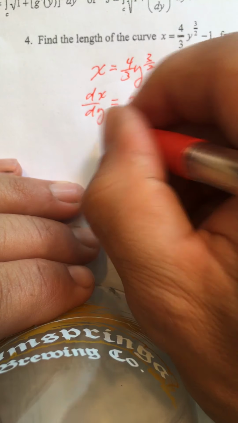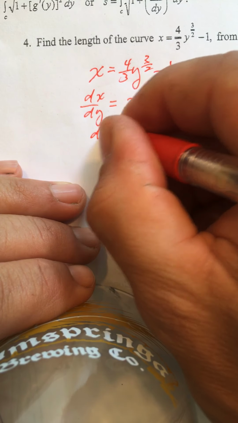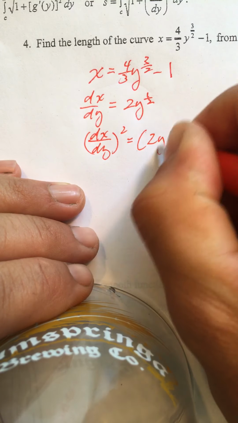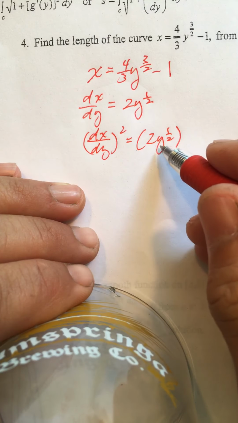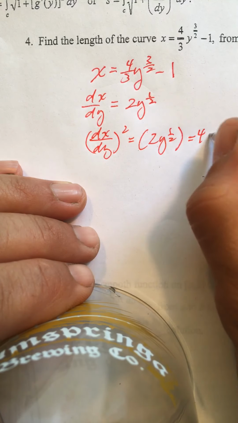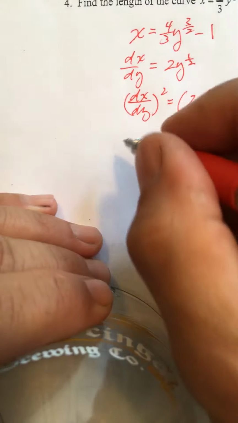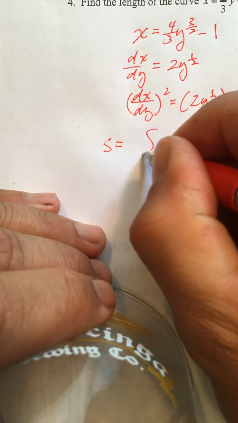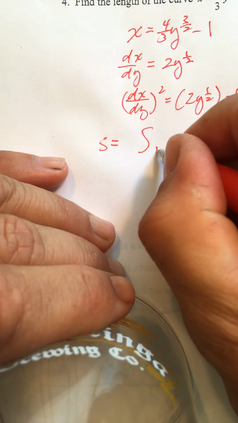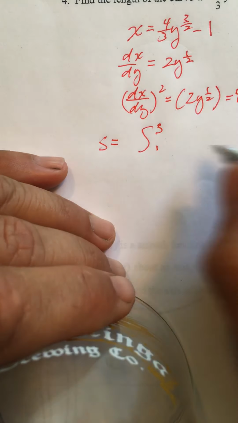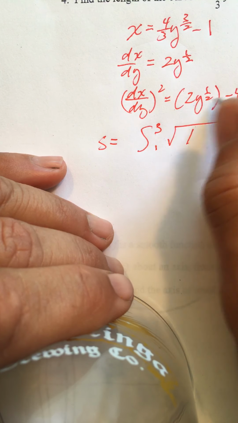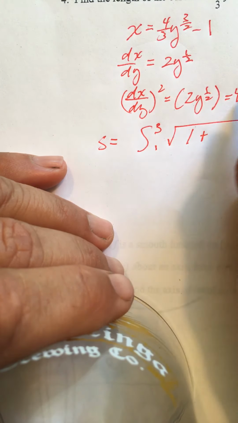And now I'm going to actually square that. So if I square dx/dy, because the formula tells me to do that, we get 2 squared, 4, y to the 1/2 squared is y, so we get 4y. So now I'm ready to use our arc length formula. I'm going to integrate this all with respect to y from 1 to 3. And it's the square root of 1 plus dx/dy squared.